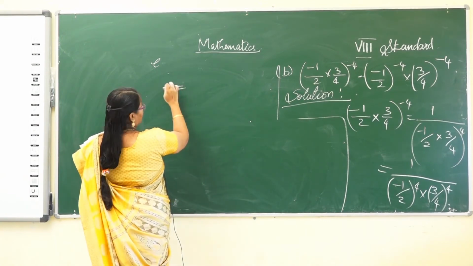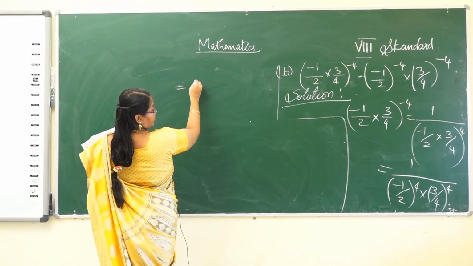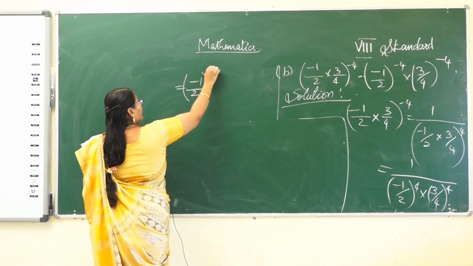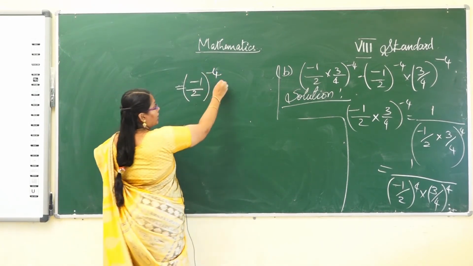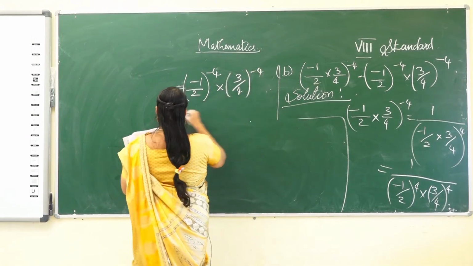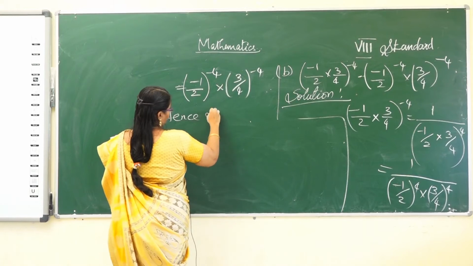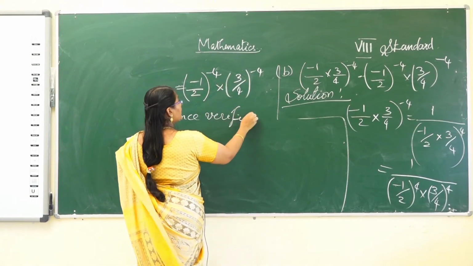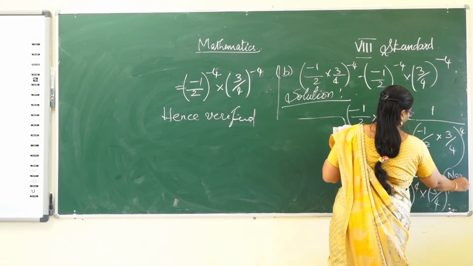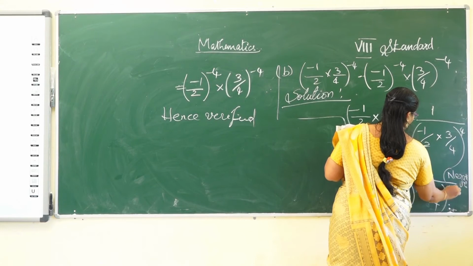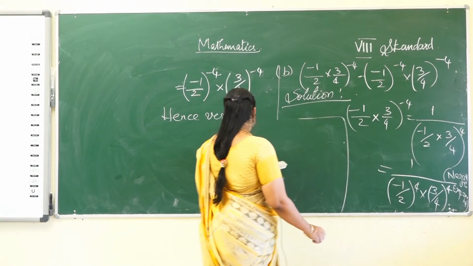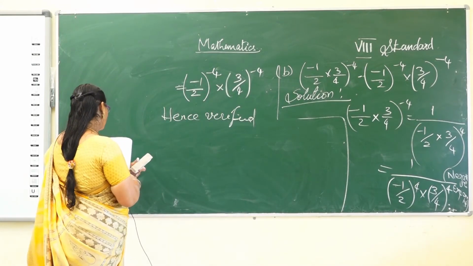So now write the reciprocal. First, (minus 1 by 2) the whole power 4 can be written as minus 4. And then (3 by 4) the whole power minus 4. Hence, here we write the reciprocal, negative exponent. Okay. Now see Example 6.